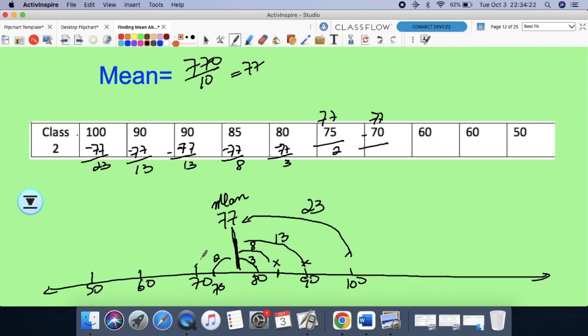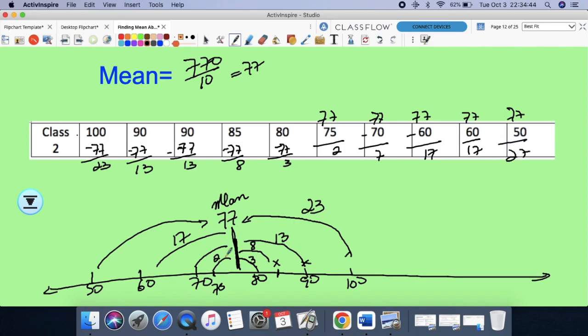How about 70? 70 to 77 is only 7 units away. 60 to 77 is 17 units away. And then again, 60 to 77 is 17. And lastly, how about 50? 50 to 77 is 27.